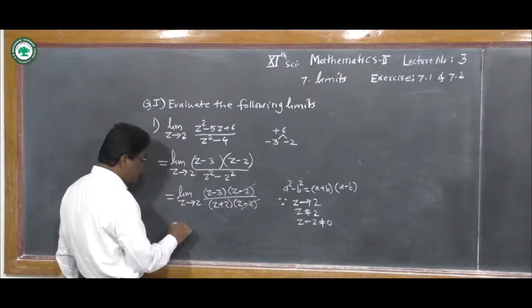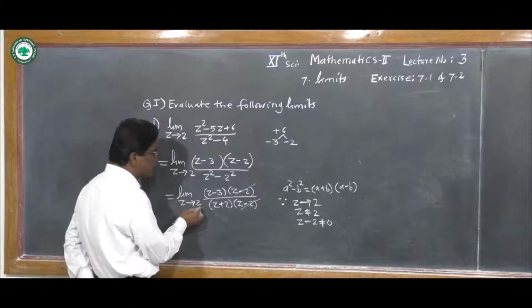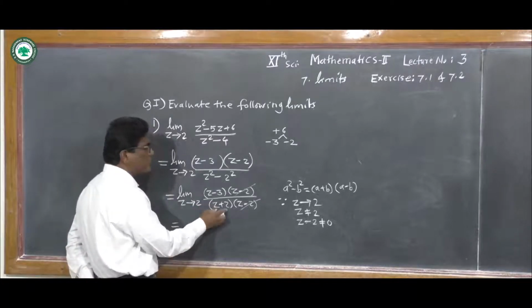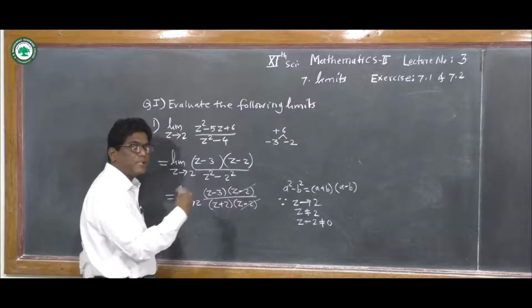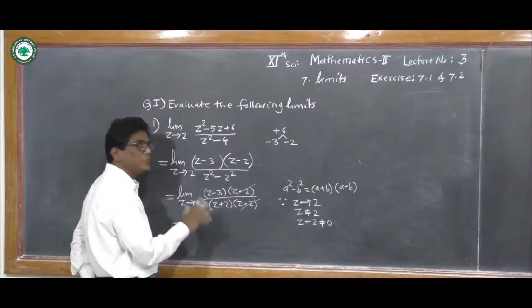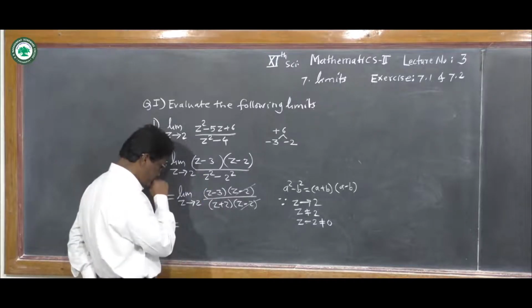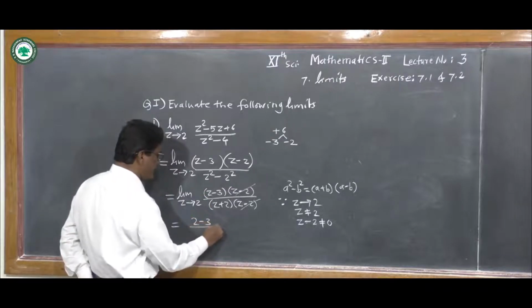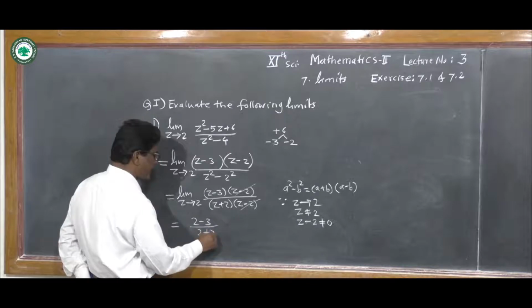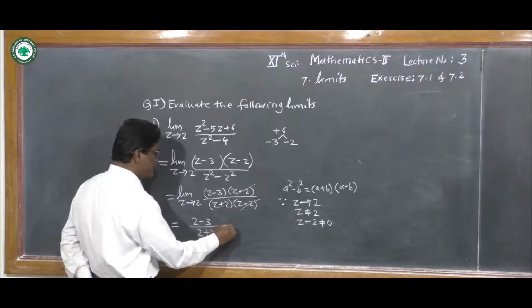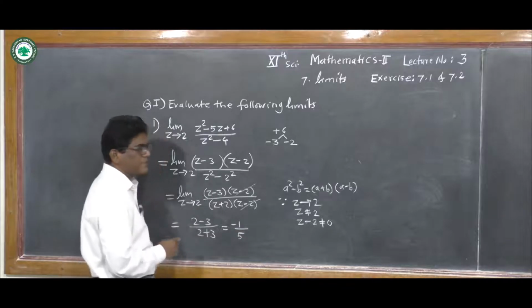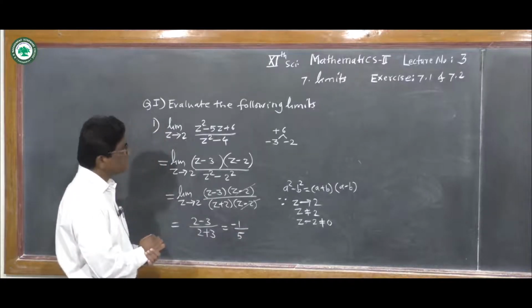And now we put z as 2 directly. Firstly put it in the denominator. In the denominator 2 plus 2 is 4, so it is not 0. So directly put z equal to 2 in the numerator and denominator. So 2 minus 3 divided by 2 plus 3. 2 minus 3 is minus 1, divided by 2 plus 3, 5. So this is the final answer, minus 1 upon 5.